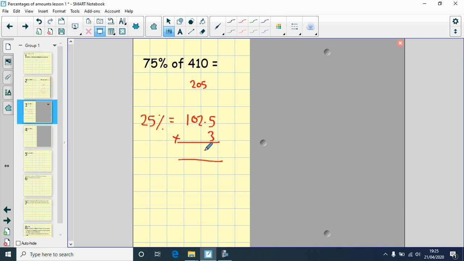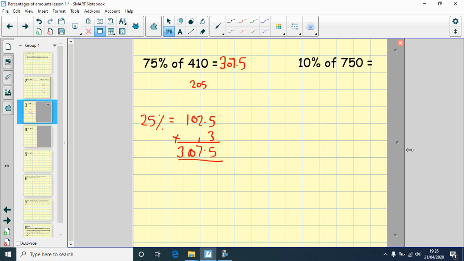So again, decimal point in. 3 times 5 is 15. 5 there, a little 1 there to add on after. 3 times 2 is 6, add 1 is 7. 3 times nothing is nothing. And 3 times 1 is 3. So the answer, 75% of 410, is 307.5. Just make sure your digits are really clear. It's a little bit tricky doing it like this, but just make sure that it actually looks like what it should look like. And let's have a look at the next one.